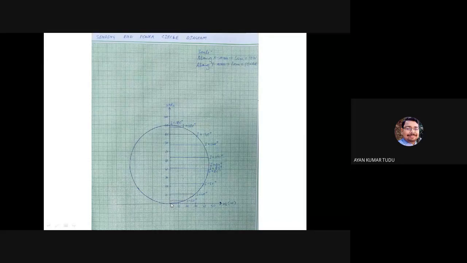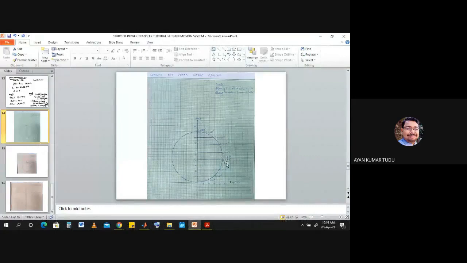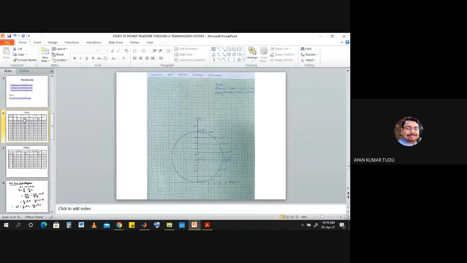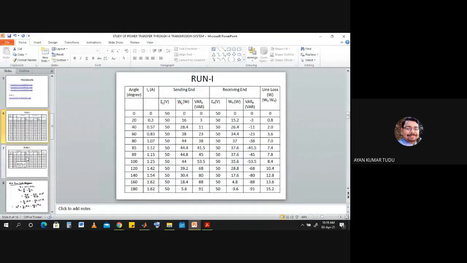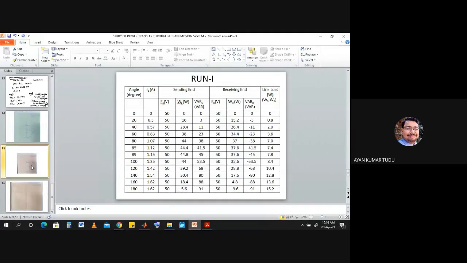We will measure where the delta value is, and from the corresponding delta value we will find the VAR value, and that value we are getting here. Similarly we will be doing for our receiving end also.